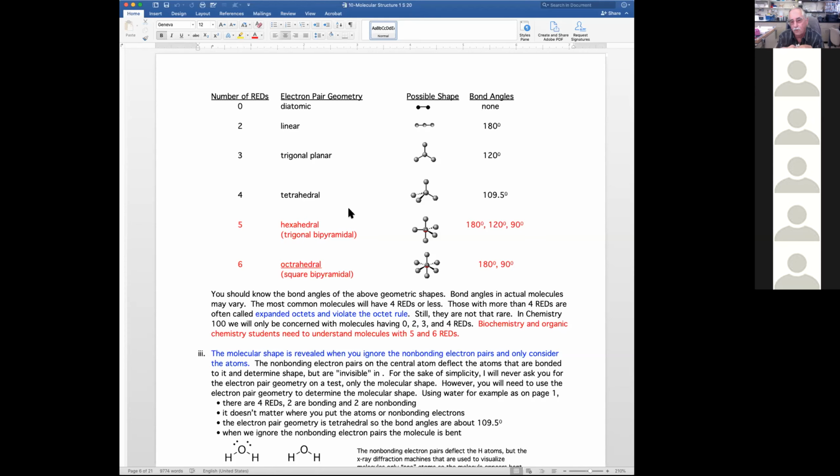If I take off one more, then it's diatomic. There is no central atom, so there's no reds, there's no bond angles. And because it's not symmetrical, this would be a polar molecule.